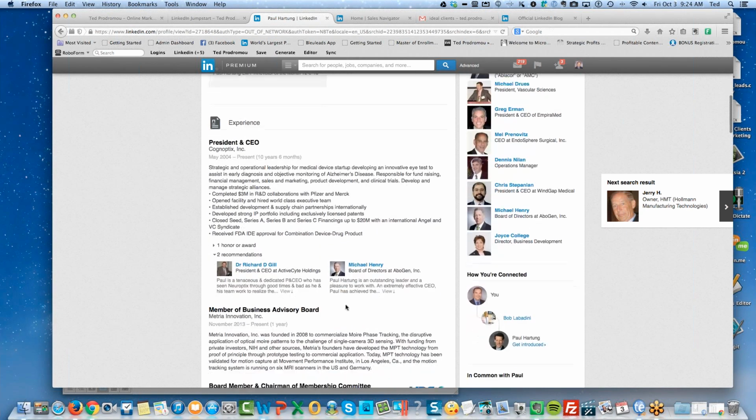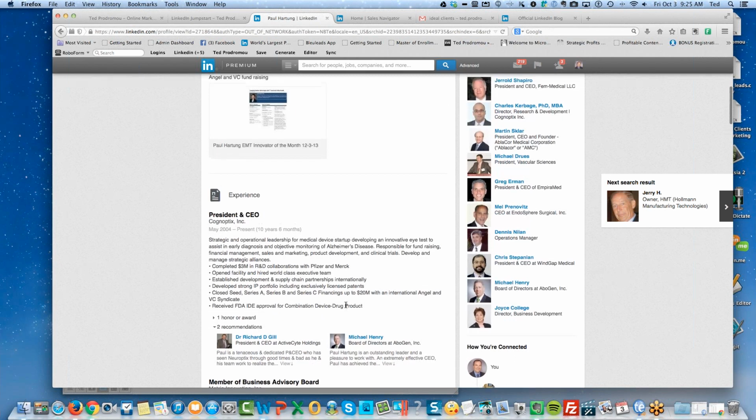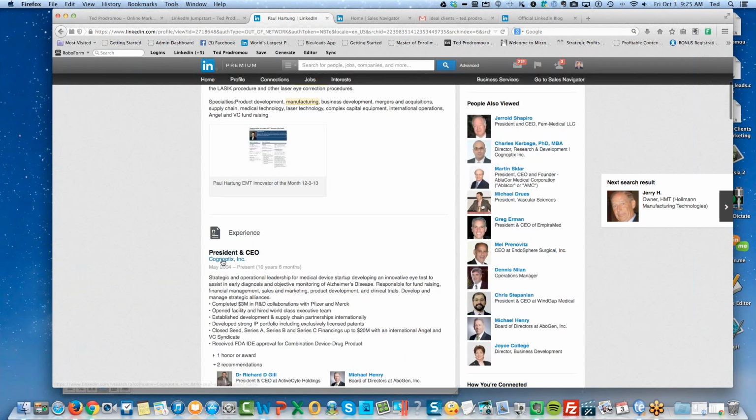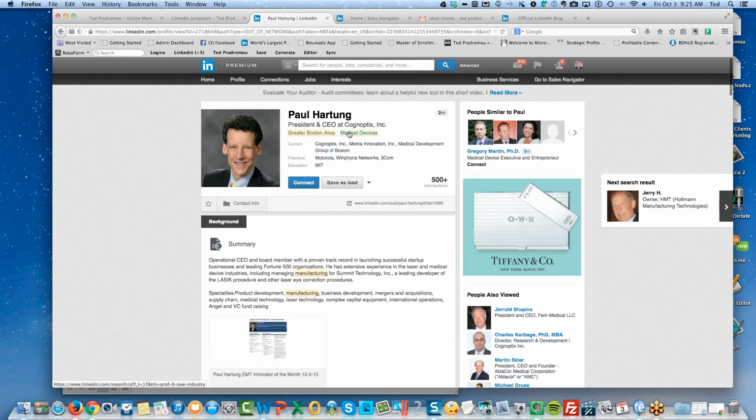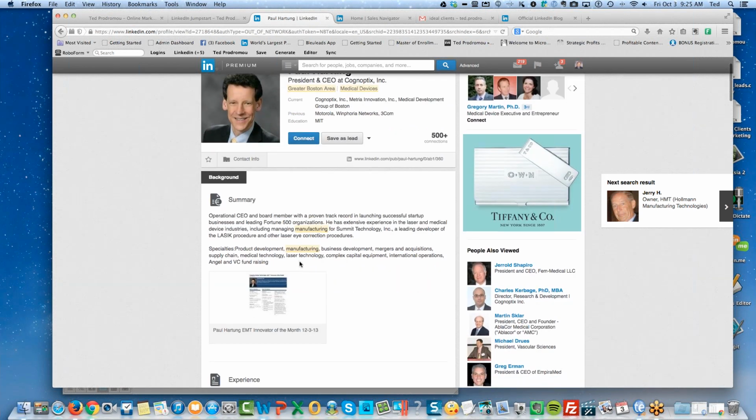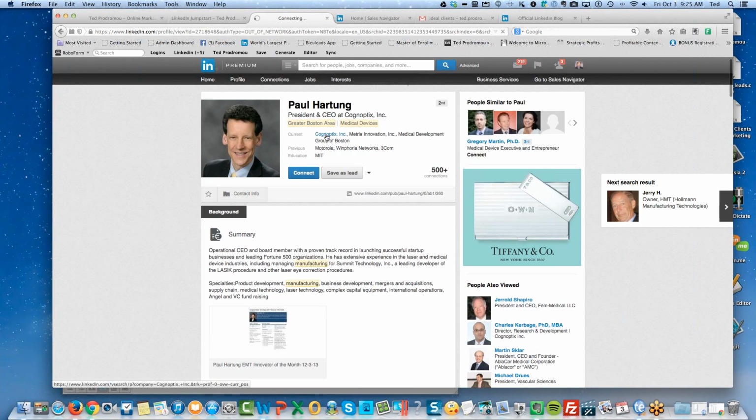If we put the cursor on Cognoptics, it'll show the size. Sometimes it'll give more detail on the company. If they've got a page within LinkedIn, it'll usually show up. There it is. Find others who have worked there. That's helpful too, in case you can't get to him.